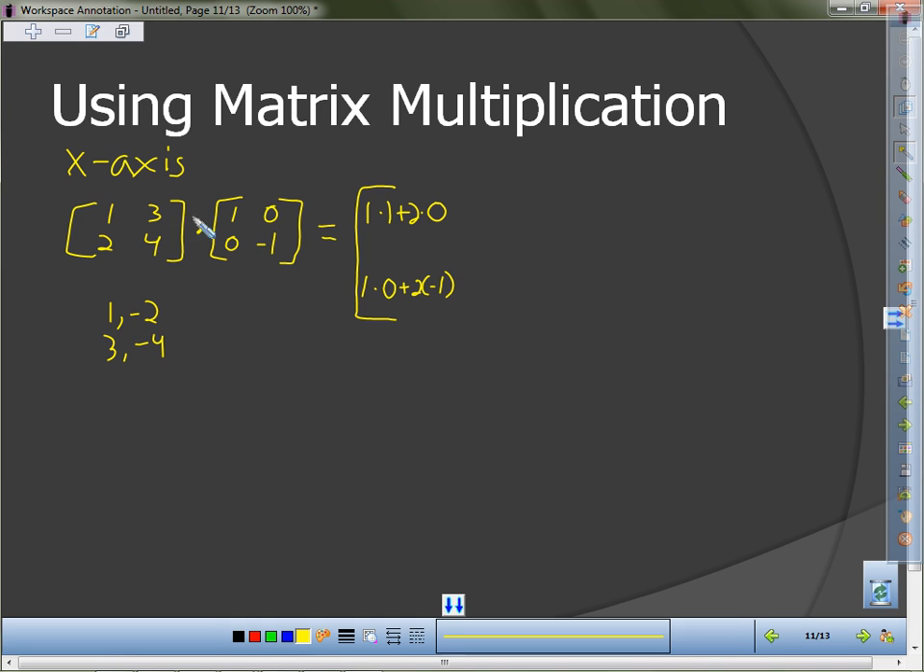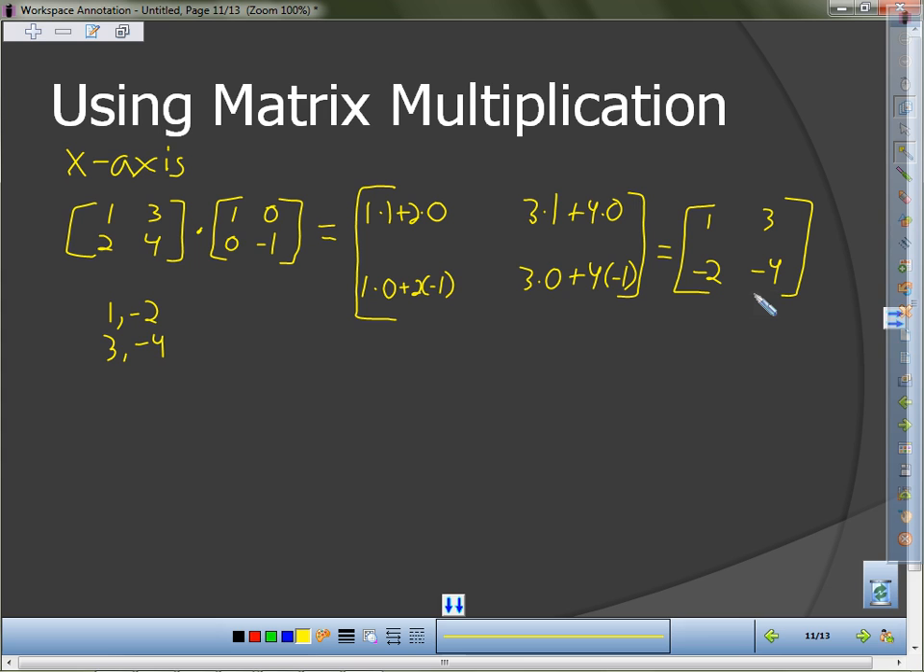To get this coordinate, I'm going to take 3, 4, multiply it here, so that's going to be 3 times 1 plus 4 times 0. And then same thing here, 3, 4, multiplied here. So that's going to be 3 times 0 plus 4 times negative 1. And I can, of course, simplify this out. 1 plus 0 is 1. 0 plus negative 2 is negative 2. 3 plus 0 is 3. And 0 plus negative 4 is negative 4. And we get our result.